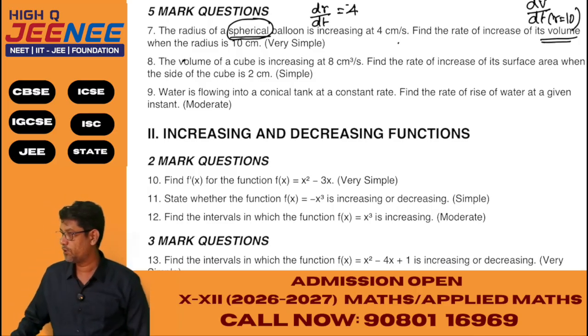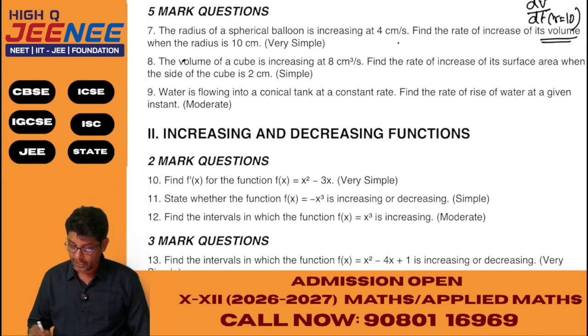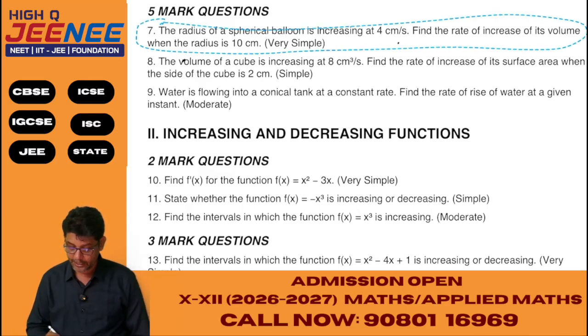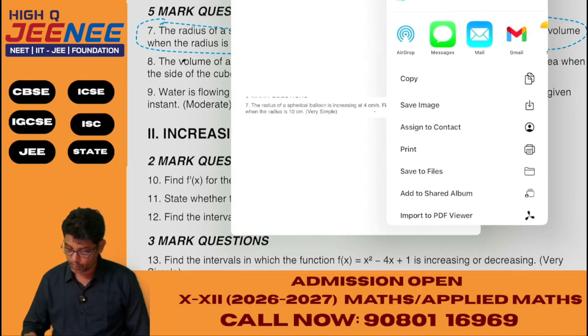Okay, can you all do this on your own now? First step, what do you have to write? Let r be the radius of a spherical balloon. Please write down. Let r be the radius of the spherical balloon and its volume be V.